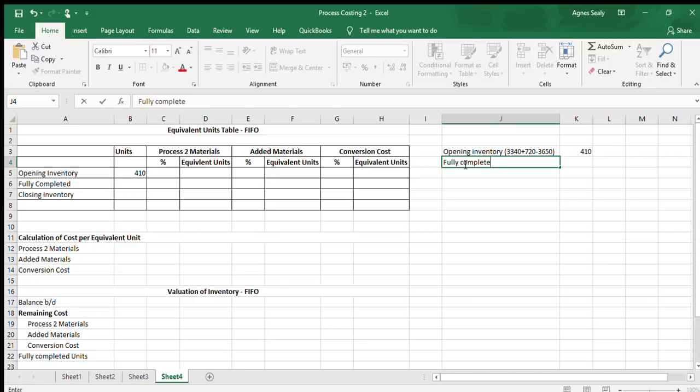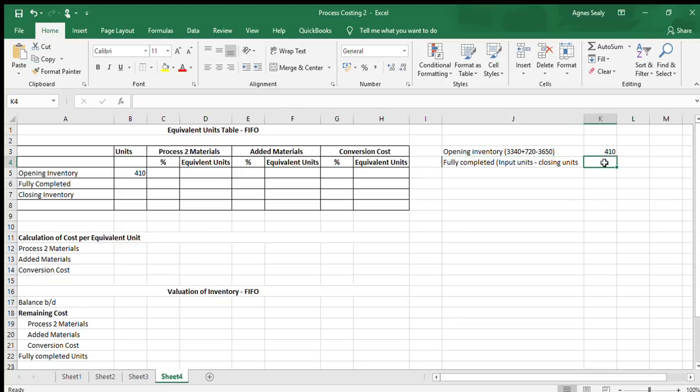We have to compute our fully completed units. So fully completed would be our input units minus our closing units. So the input units were 3650, which is the amount that was transferred, minus our closing, gives us our fully completed as 2930.